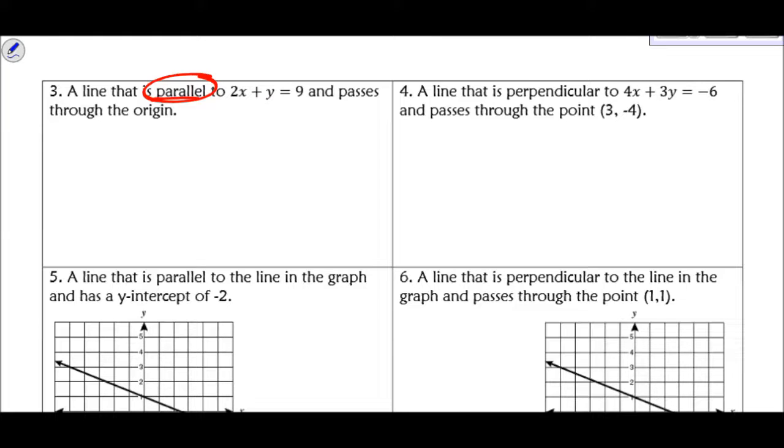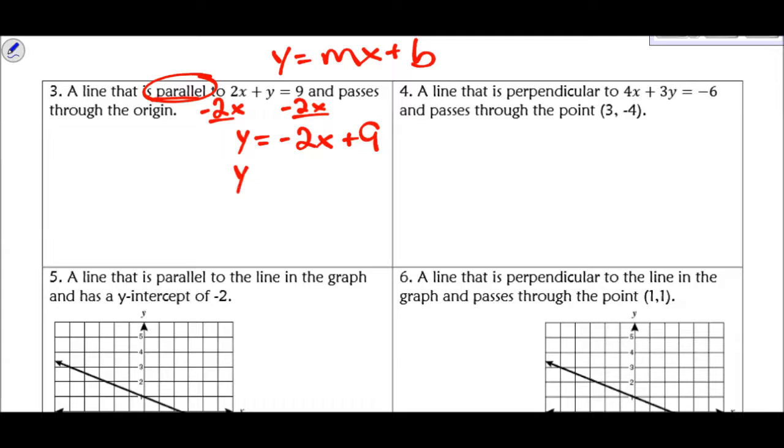We want to get it to look like this, y equals mx plus b. So I want to get everything on the other side of the equation from y. Means I have to cancel out this 2x. I'm going to subtract 2x from both sides. That gives me my equation. Y equals negative 2x plus 9. You could also write it in the opposite order. It's the exact same thing. 9 minus 2x. Those are the same exact thing. Either way, my slope is negative 2.